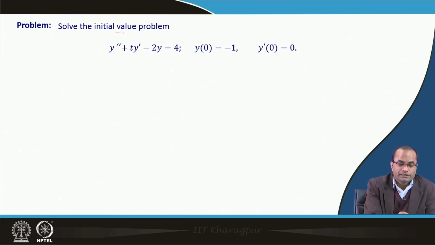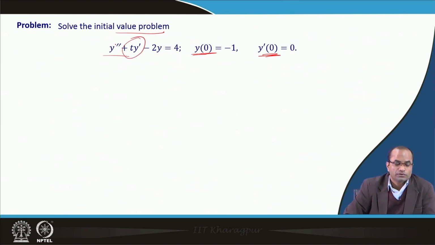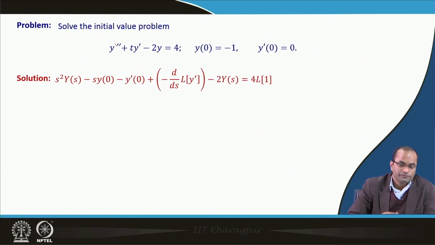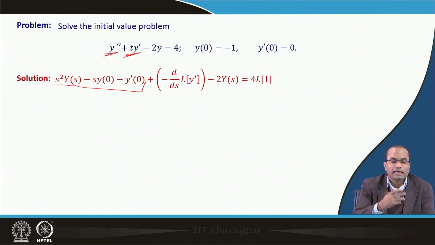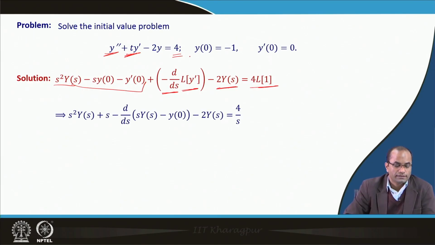So, here we have the initial value problem because these conditions are given at 0 only, and here the difference is that this is t y prime. So, we have the variable coefficients, but we can deal again with the Laplace transform. We have s square, the derivative theorem for y prime goes up to this, and there is a t times. We have already gone through the properties of Laplace transform. So, Laplace of this t y prime is minus d over ds Laplace of y prime, and minus 2 y, and then we have 4 times the Laplace of 1 on the right hand side.